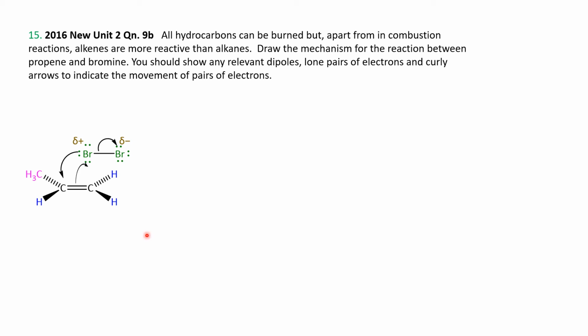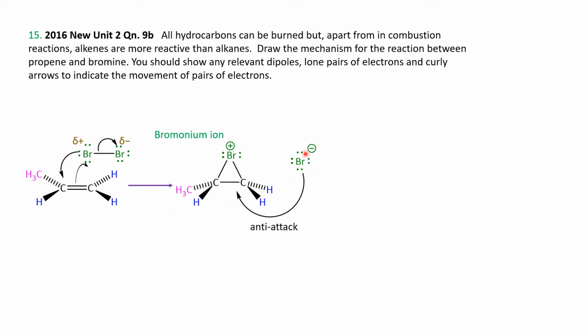Now, unlike when we've got a hydrogen coming in, the slightly positive hydrogen, with the bromine we not only make a bond between the pi electrons and the bromine, but we also have a lone pair from the bromine come in and make a bond with another one of the carbons. So we get the bromonium ion there. Lovely, beautiful little species. Now that bromonium ion is positive, and there's a negative bromide floating around, so that negative bromide comes in and attacks.